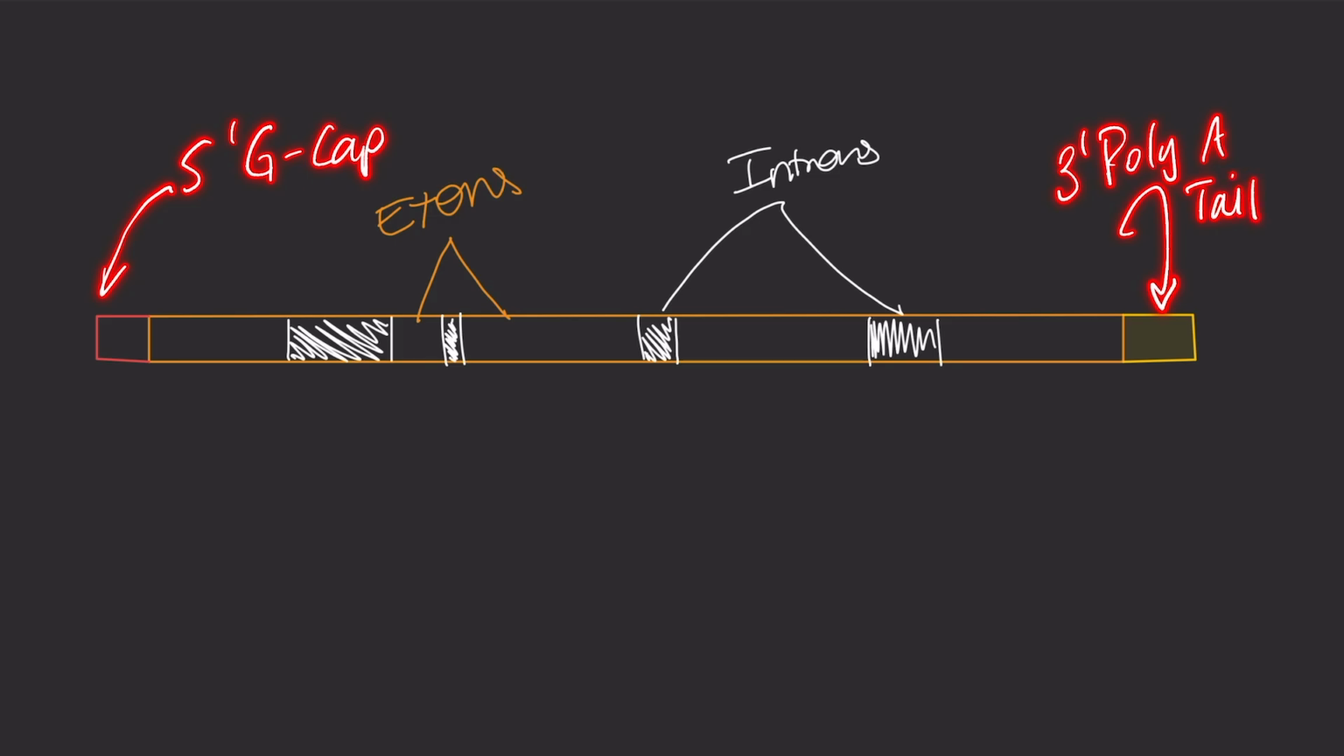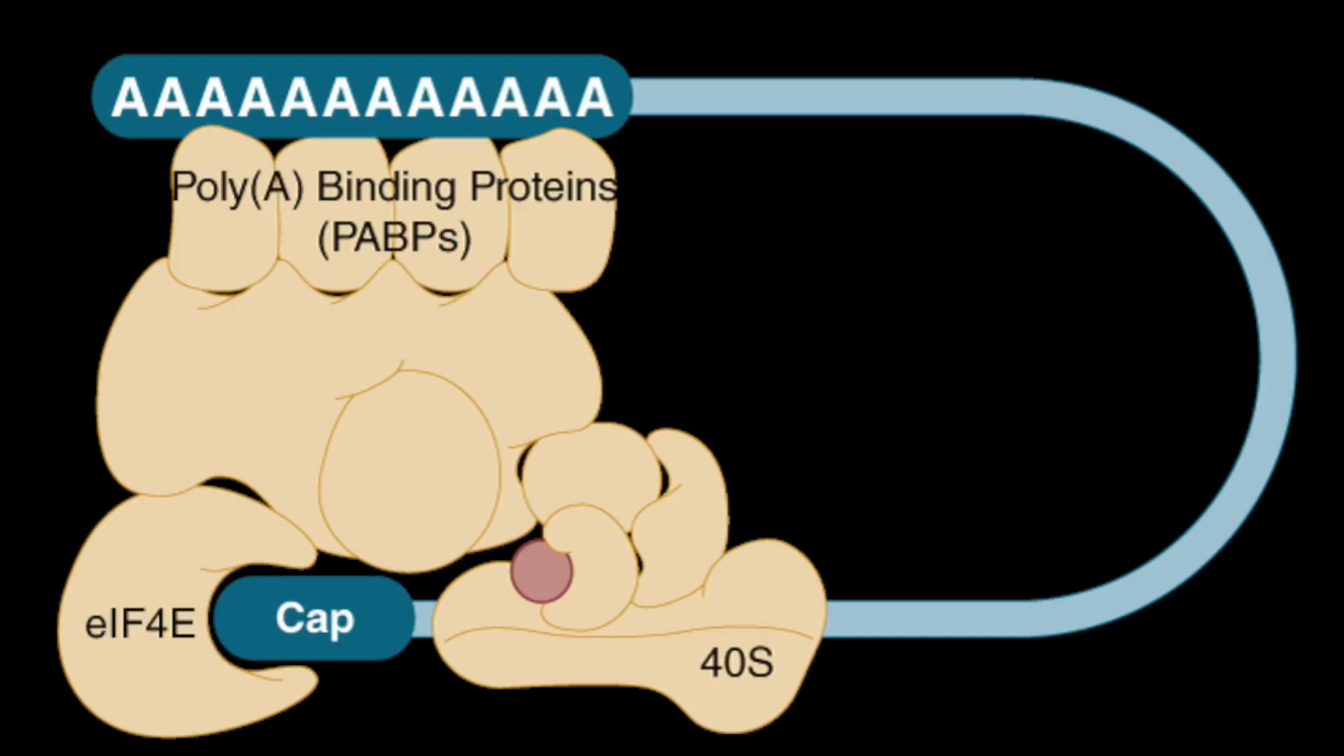The 5' cap consists of a modified guanine nucleotide added to the 5' end of the mRNA. It protects the mRNA from degradation by exonucleases. It also facilitates the export of mRNA from the nucleus to the cytoplasm. It is also involved in the initiation of translation by helping the ribosome bind to the mRNA.